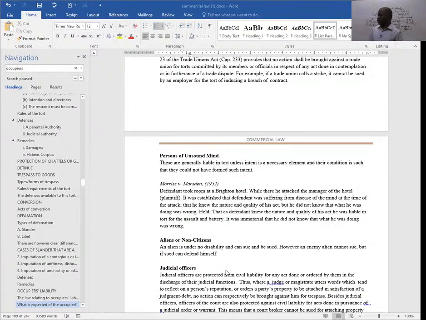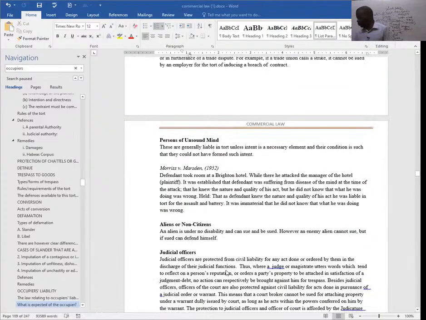Judicial officers. Judicial officers are protected from civil liability for any act done or ordered by them in the discharge of their judicial functions. Where a judge or a magistrate utters words which tend to reflect on a person's reputation, or orders a party's property to be attached in satisfaction of a judgment, no action can be brought against him for trespass.